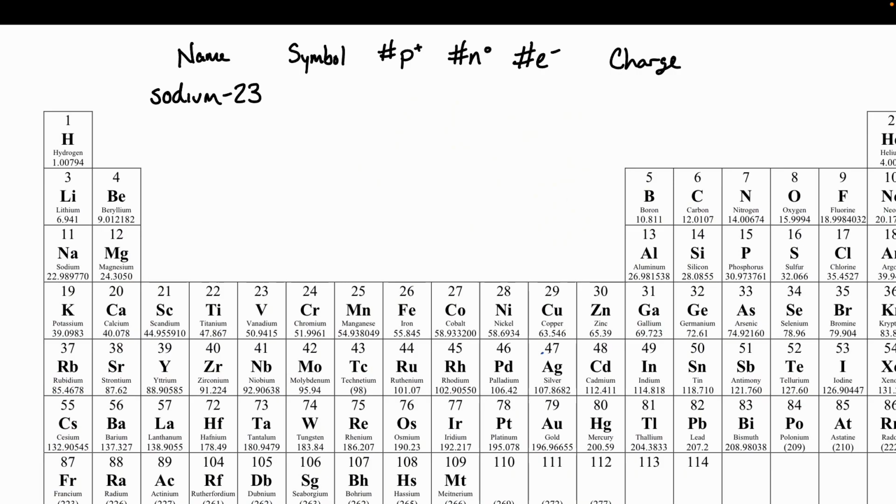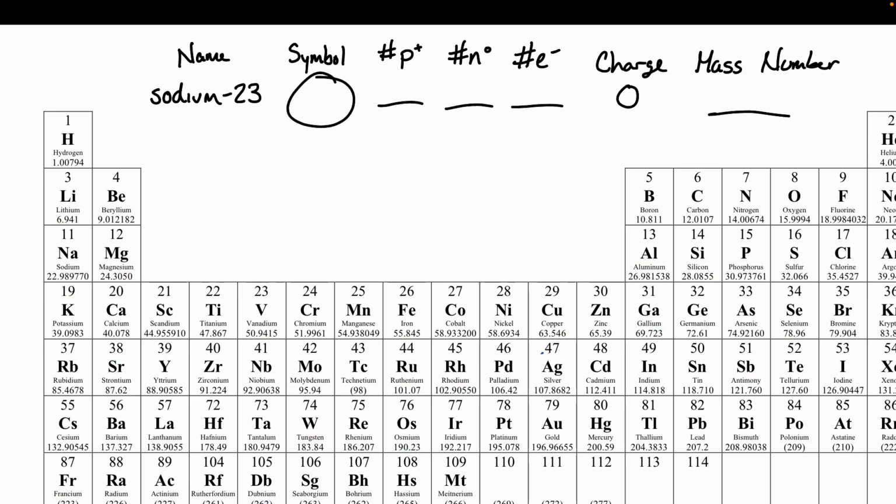23. Okay, actually we can put in another category here for mass number just to keep track of that as well. All right, and if I have this sodium-23 atom with a net charge of 0, I want you to take a second and fill in the rest of this information here. How many protons, electrons, and neutrons does this particular atom have? What's its mass number? And then lastly, how do I summarize that in its symbol?